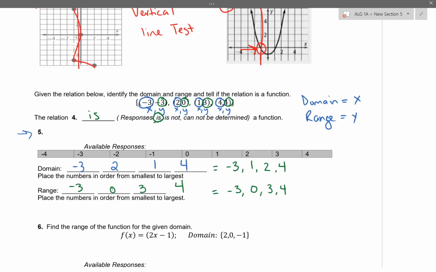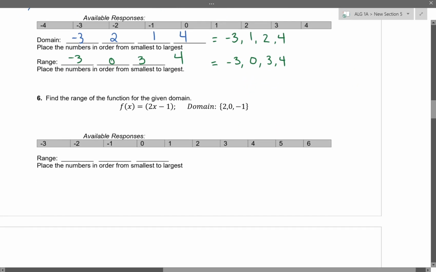Alright, so we learned that one. That one's another easy question. All right, number 6, find the range of the function for the given domain. Again, a range is just the y's. They give us the domains. We talked about this in class as well. So those are our inputs. Now we just need to find our outputs. So the first input it wants us to give is 2. So I use f of 2.